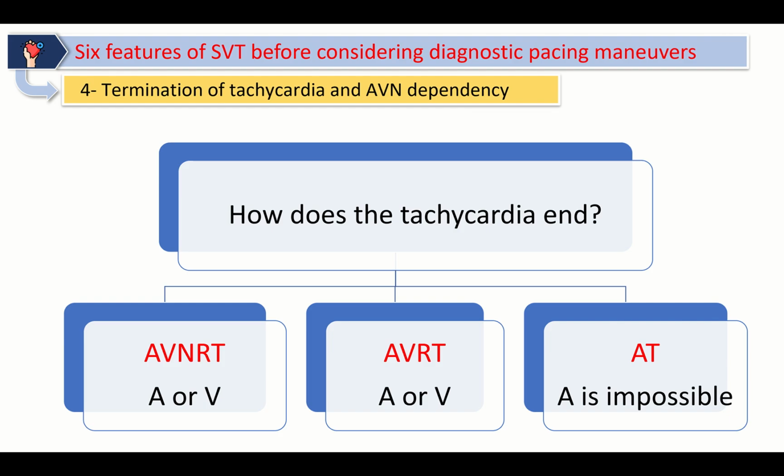Number 4 in SVT assessment: termination and initiation of tachycardia. And this question is very important. How does the tachycardia terminate and end? In AVNRT, it may be by A or V. In AVRT, A or V. In atrial tachycardia, termination with A is impossible.